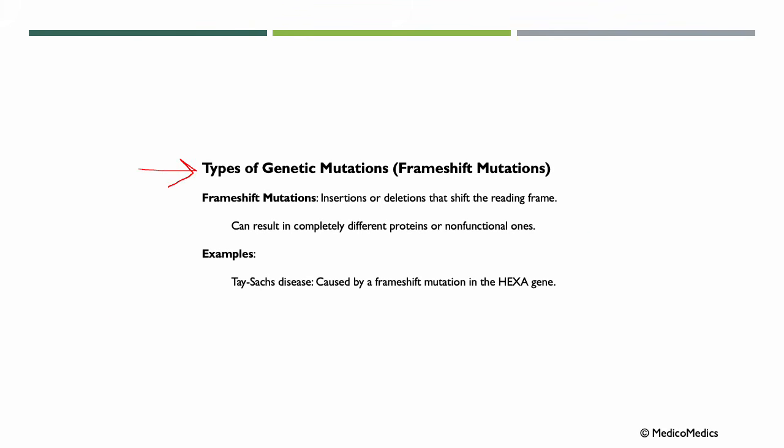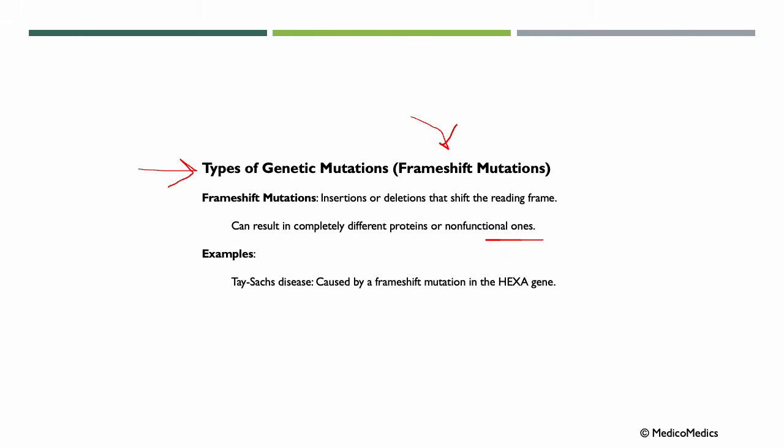Now moving on to a different type of genetic mutation called frameshift mutations. These frameshift mutations occur when nucleotides are inserted or deleted from the DNA sequence, altering the reading frame of the genetic code. Since the genetic code is read in triplets, in codons, this shift changes the entire sequence downstream, often leading to a completely different or non-functional protein.